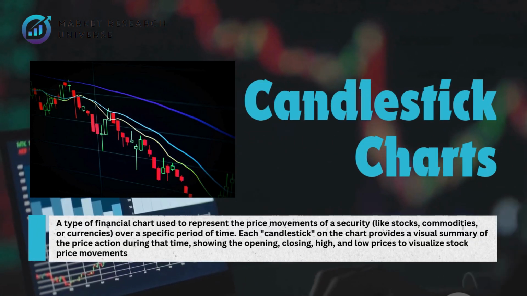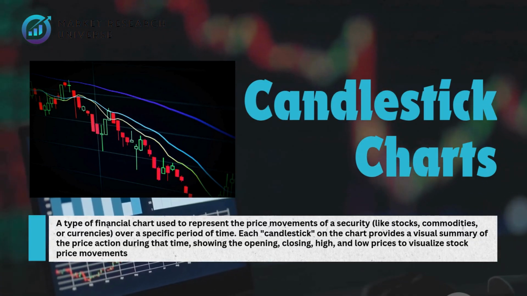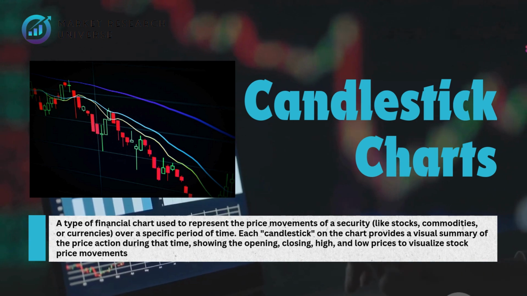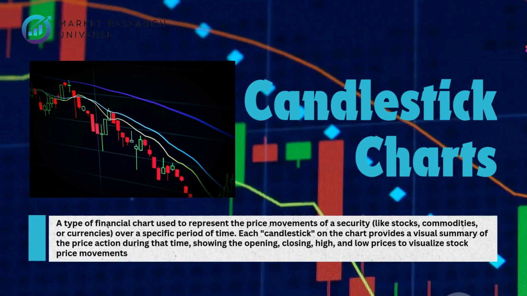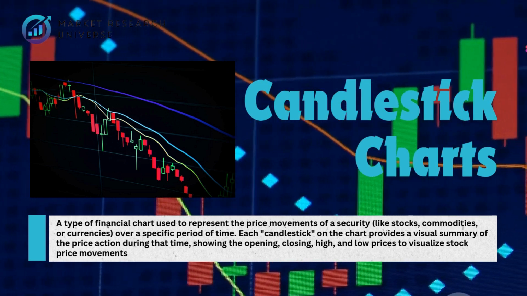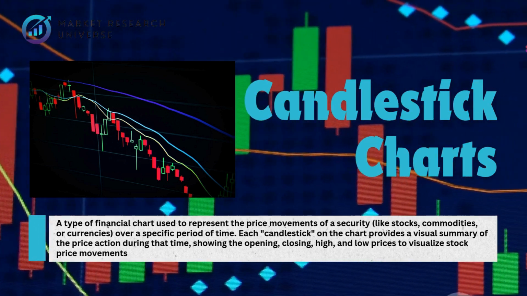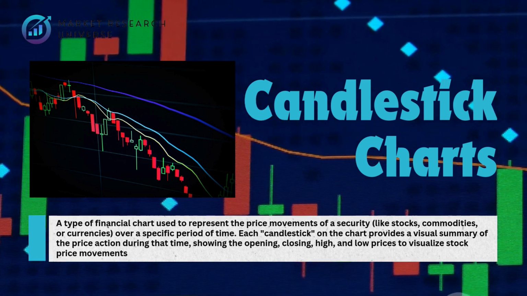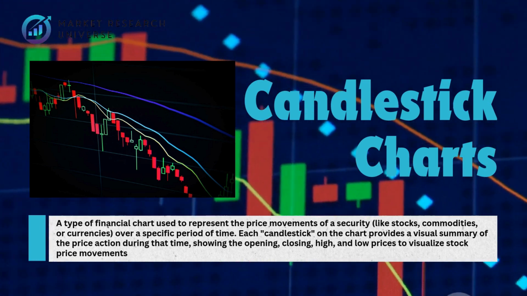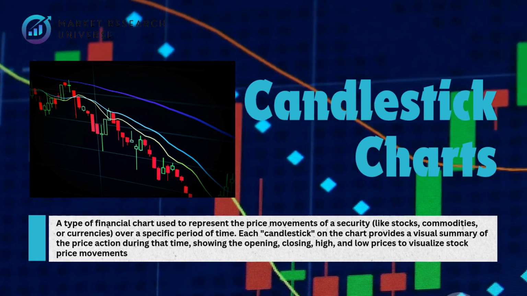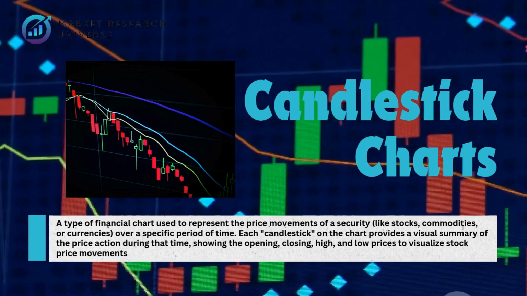Candlestick charts, a type of financial chart used to represent the price movements of a security, like stocks, commodities, or currencies, over a specific period of time. Each candlestick on the chart provides a visual summary of the price action during that time, showing the opening, closing, high, and low prices to visualize stock price movements.